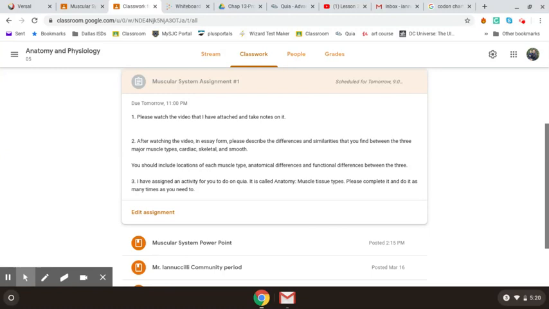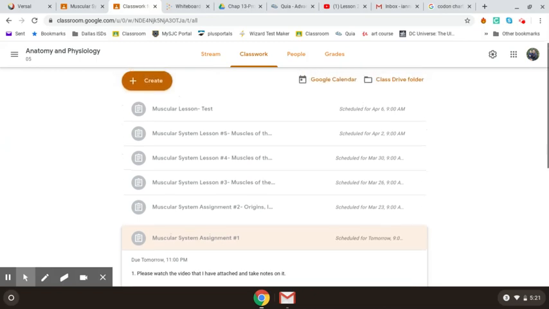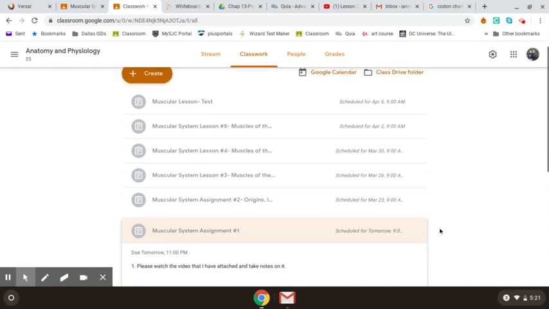This is going to be the Muscular System chapter. What you're looking at right now is the classroom. This particular assignment you should see Thursday morning at 9 o'clock. I have all the other assignments scheduled to be released on different days. We're going to be doing the Muscular System from now, which is the 19th, through April 6th, when you will have a test on the muscular system.